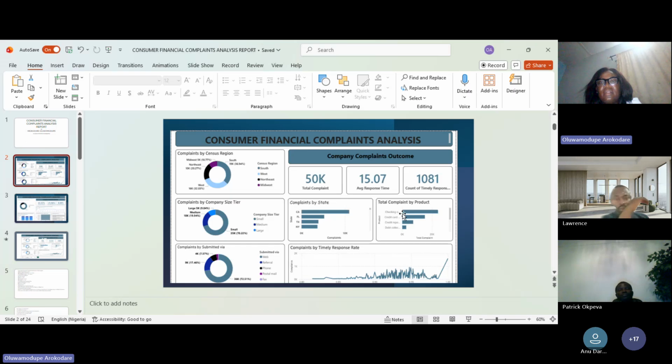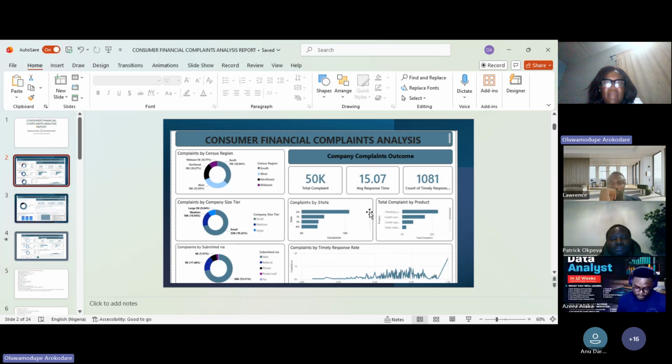And you can see that the total complaints product is the checking of accounts, then this complaint by state, which goes to California, company size. The smallest company has the highest complaint volume, and this is it right here. And this is a complaint donut chart by submitted via, maybe by web, referral, email, fax, phone, and the rest of it all, with the highest channel being the web.